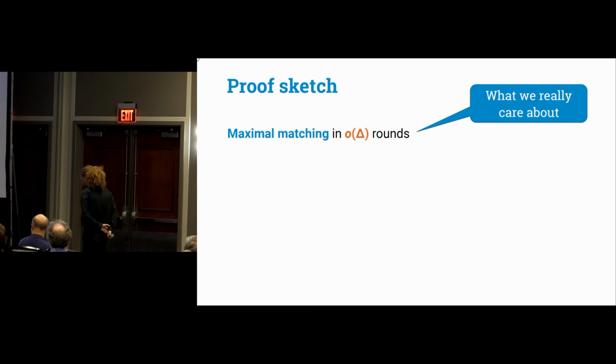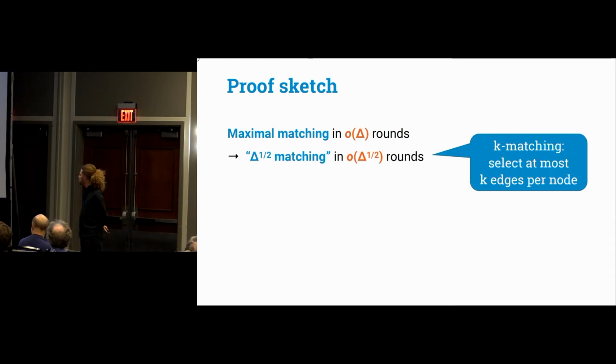So let me try to give you an idea of how the proof goes to prove this linear delta lower bound. Let's do a proof by contradiction. We assume we can solve maximal matching in little o of delta time. And the first step is to show that this implies that we can solve another problem called root delta matching in little o of root delta rounds.